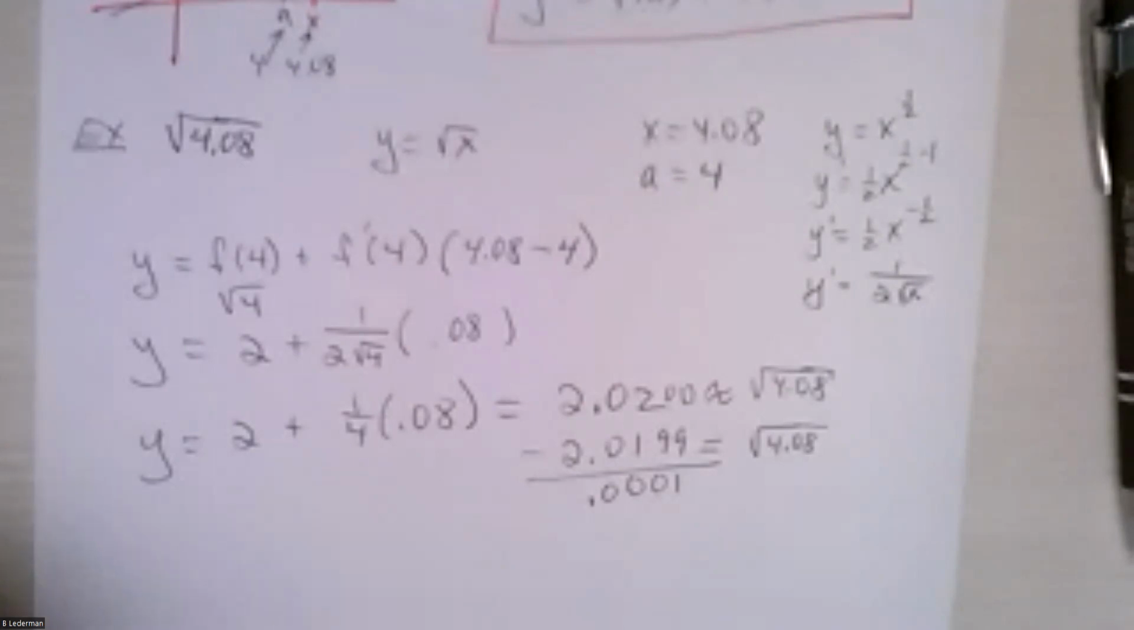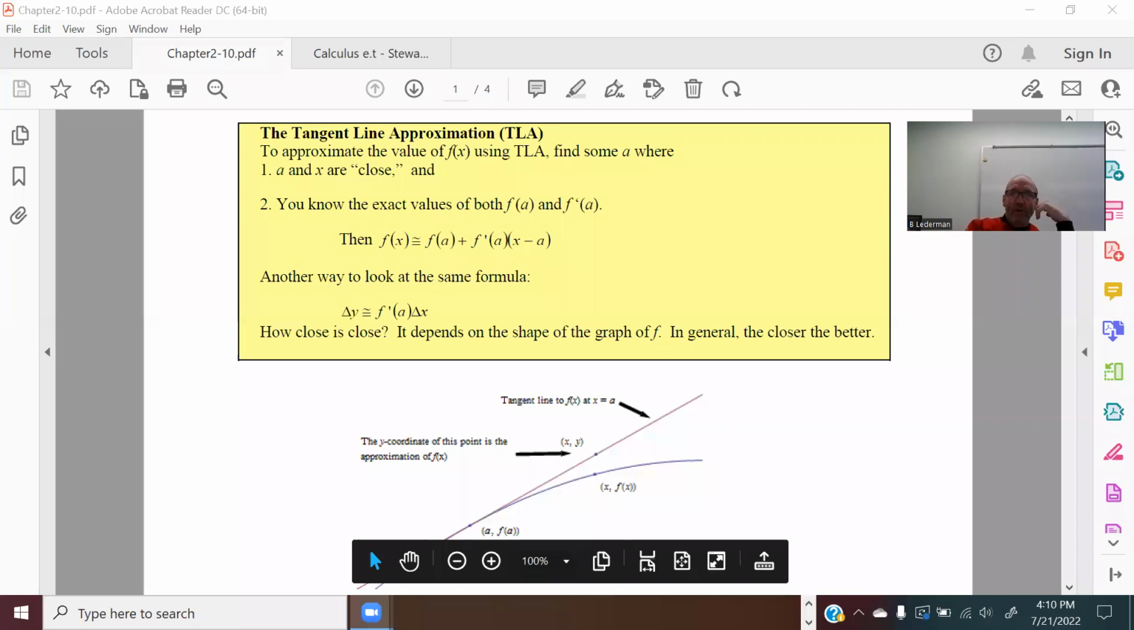I want to switch cameras and just show you some. That's me. Share my screen. Okay, so this is from my textbook. This is a little more like the official definition, really a summary of everything we just did. So to approximate the value of f of x using TLA, we find some a where a and x are close, and you know the exact values of both f of a and f prime of a.